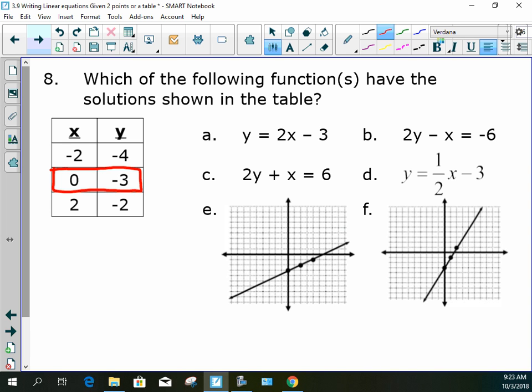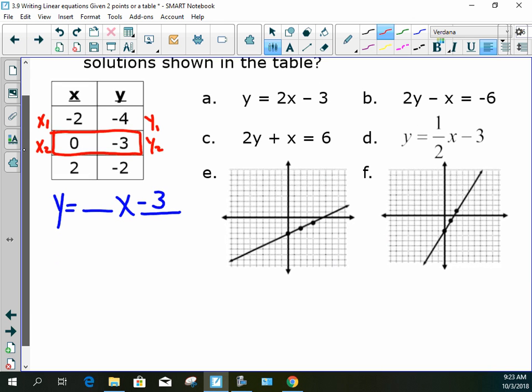Okay, so it looks like all of them have negative 3 for a slope. So how are you going to have to do this? Well, you're going to have to go y equals blank x blank. You know your y-intercept is minus 3. Now you have to find your slope, don't you? X1, X2, Y1, Y2. So now I'm going to find my slope.